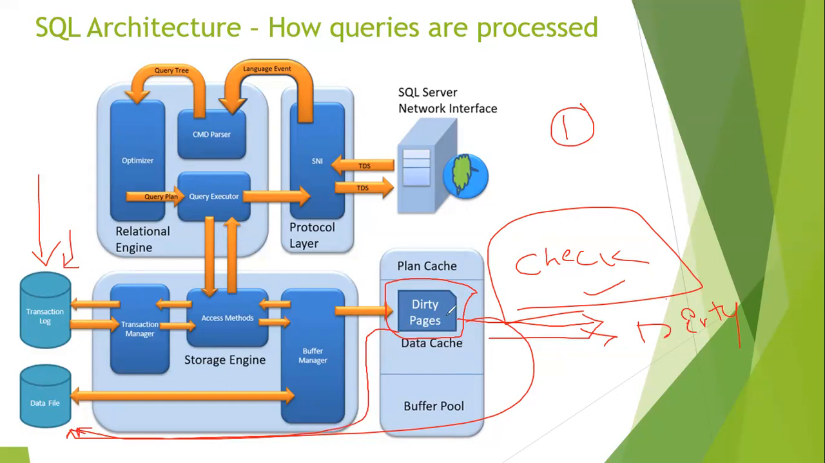Flushing is nothing but it will copy this page. In simple words, it will copy this page and paste it here in the data file. That's it. So it will not remove this page. That's what I'm asking. So that means it will take all the data that is in the data cache and put it in the data file. Will the data cache be empty after the checkpoint, or will it still be there?